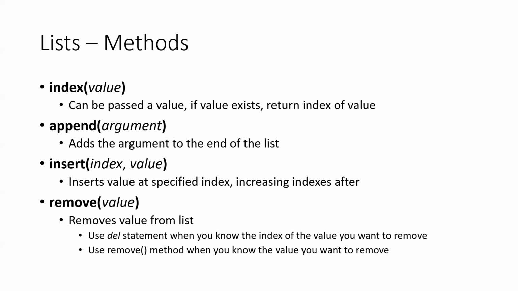Okay. There's quite a few methods with a list. We start with index, in which we can pass it a value. If that value exists, we return the index of that. Append will allow us to add something to the end of a list. Insert requires 2 arguments. We must pass in the index that we want to insert it at and the value that we want to insert.